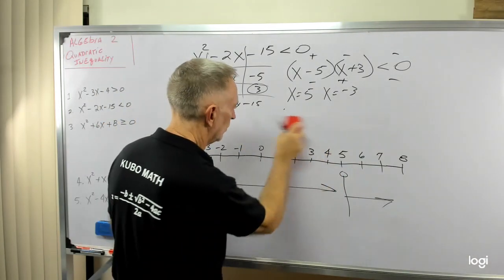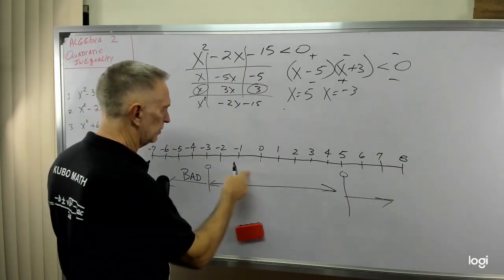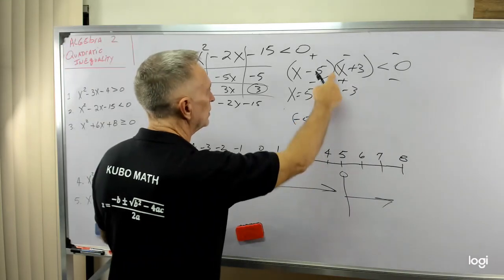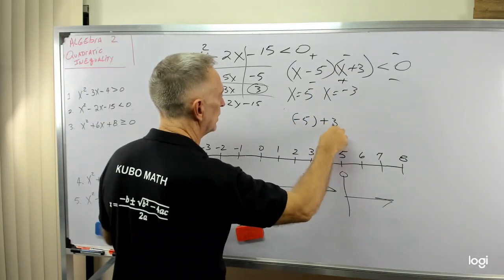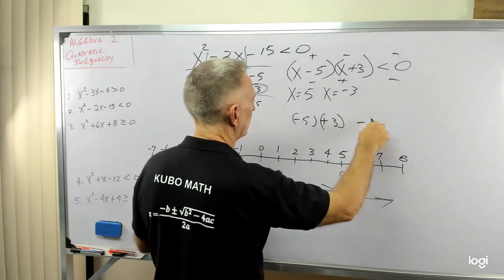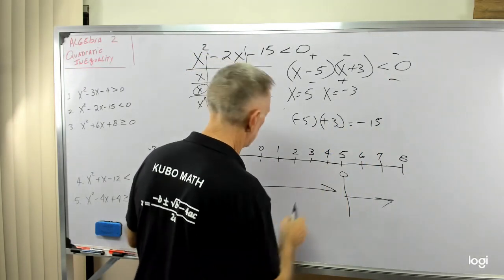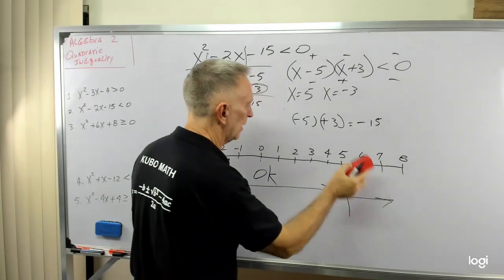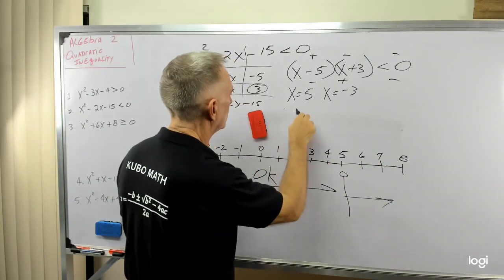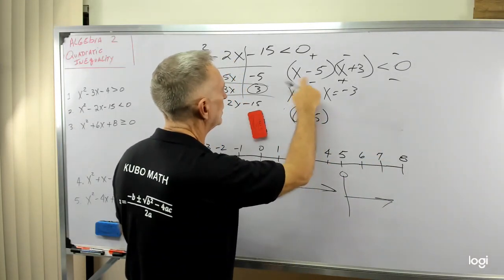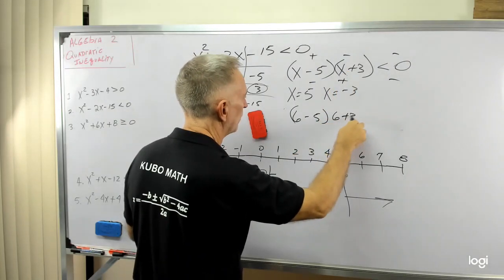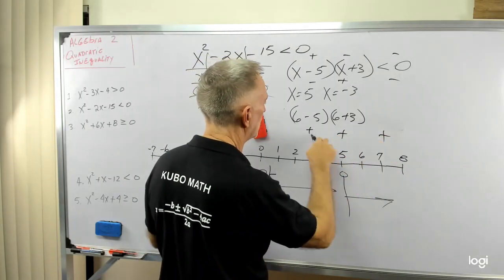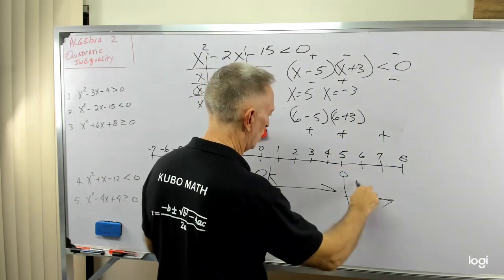Okay. What about, in this region, 0 is in there. 0 minus 5 is a negative 5. 0 plus 3 is a positive 3. So that gives me a negative 15. So that's less than 0, so that's okay. All right. What about, let's say, 6. 6 minus 5, and then 6 plus 3. So this is positive, that's positive. A positive times positive is positive. That won't work, that's bad.